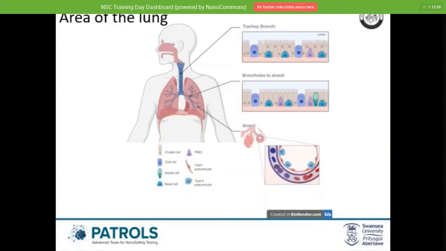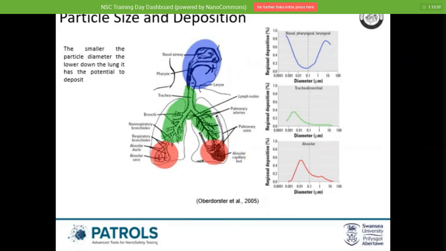An additional factor to consider when deciding what region of the lungs to study is what size of particle you're interested in, and therefore the area within the lung it will deposit. The smaller the particle's diameter, the lower down the lung it has the potential to deposit, and therefore the lower down the lung you should focus your work on. So this diagram here indicates the different sizes of particles and the different regions of the lung that they would potentially deposit within. So the top is the pharyngeal and the upper airway. The green is the bronchial area and the middle of the airways, and the red is the alveolar unit that the smallest particles would deposit within.